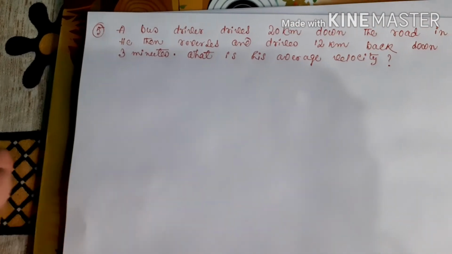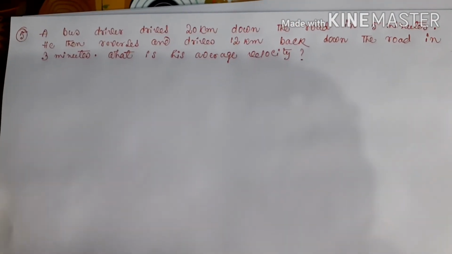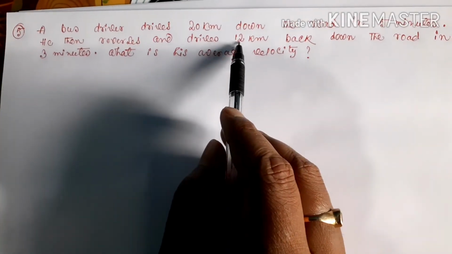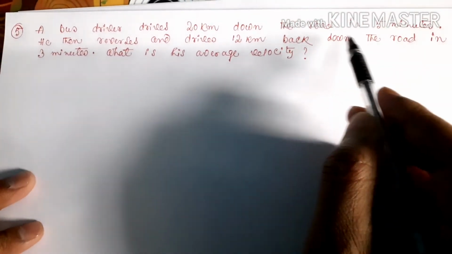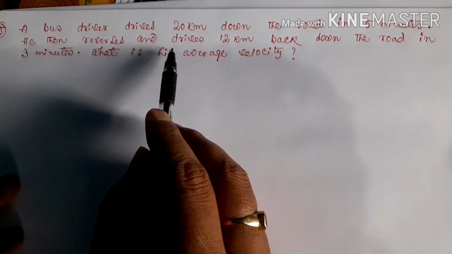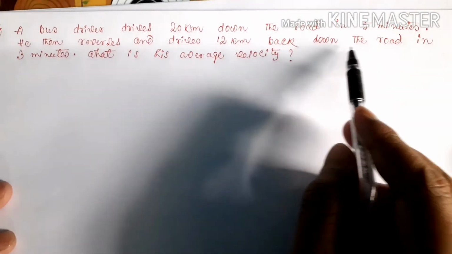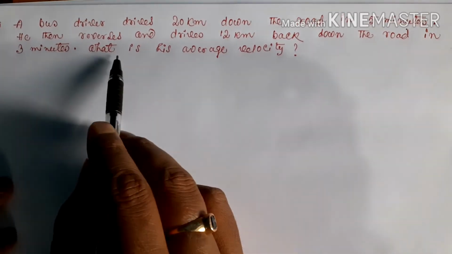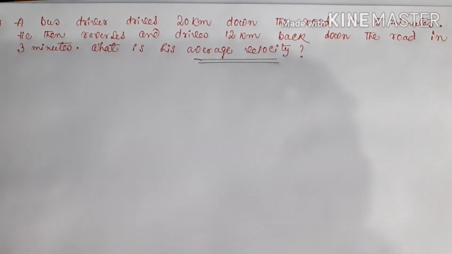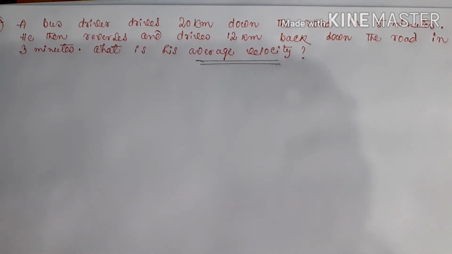Okay, next one. Next type of numerical is given: a bus driver drives 20 km down the road in 5 minutes. He then reverses and drives 12 km back down the road in 3 minutes. What is his average velocity? Here we are not calculating the average speed, we are calculating the average velocity.